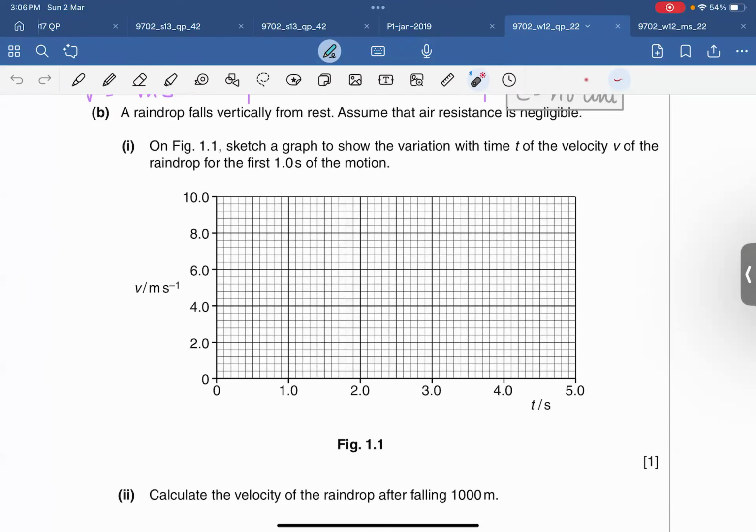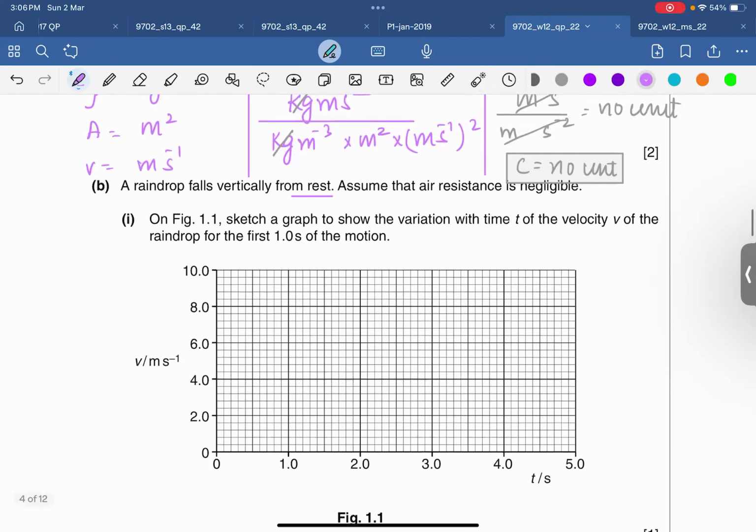A raindrop falls vertically from rest. Assume that air resistance is negligible. On figure 1.1, sketch a graph to show the variation with time t of the velocity v of the raindrop for the first 1 second of the motion. They're saying released from rest, what does it mean? What will be the initial velocity? Zero. If they're saying negligible air resistance, what does this mean?